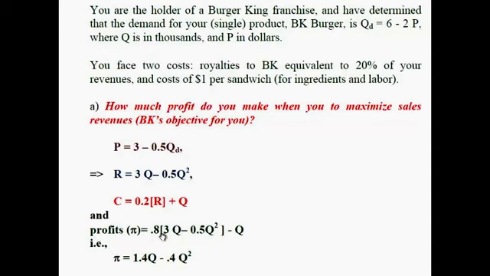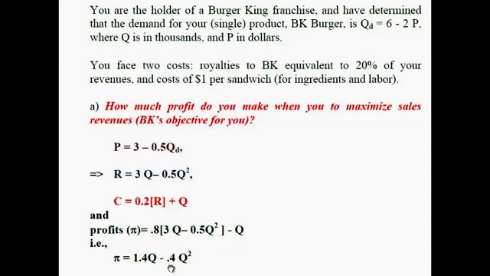3 times 0.8 is 2.4. 2.4 minus 1 gives me 1.4 as the coefficient on the Q term. 0.8 of 0.5, half of 0.8, is 0.4. So that explains the coefficient on the Q squared term. The profit function is now determined, and we do the best we can. The first objective is to maximize sales revenue and determine the profit.